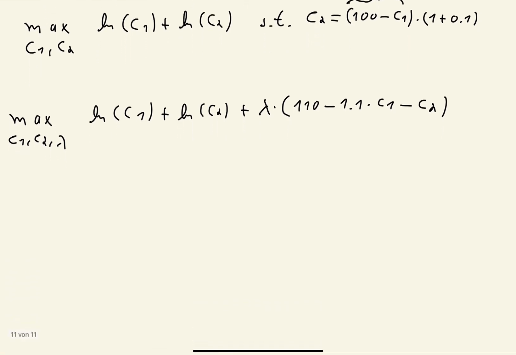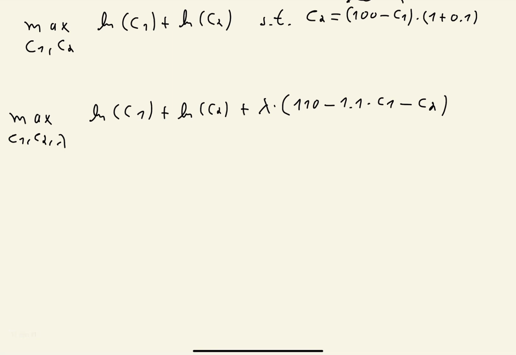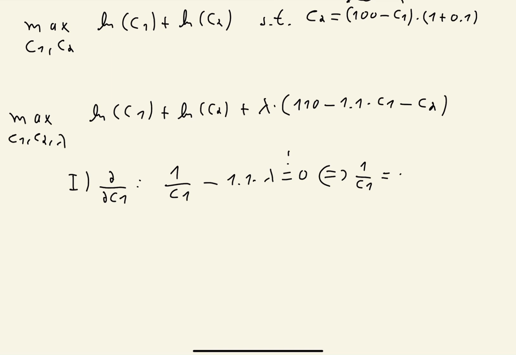And now we can write down the first order conditions. So first, the derivative with respect to C1. And what do we have then? The derivative of the log of C1 is 1 divided by C1. From this, we subtract lambda times 1.1. So then we have 1.1 times lambda, and this should be 0. If we rearrange this, we end up with 1 divided by C1 is equal to 1.1 times lambda.